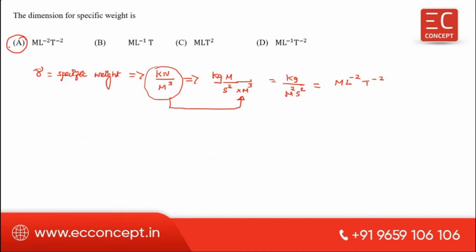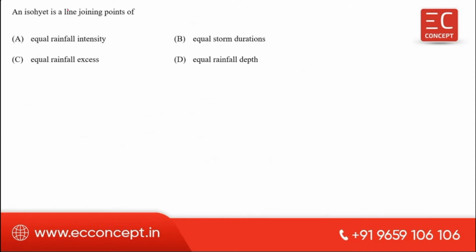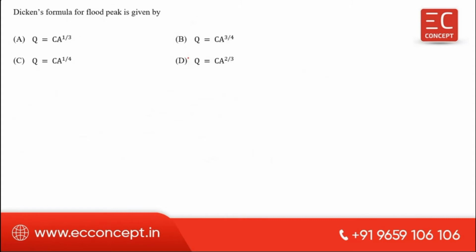Okay. Next question. An isohyet is a line joining points of equal rainfall depth. Okay. The isohyet is the line joining equal rainfall depth. This is the factual data. Be careful. Okay. Next one.